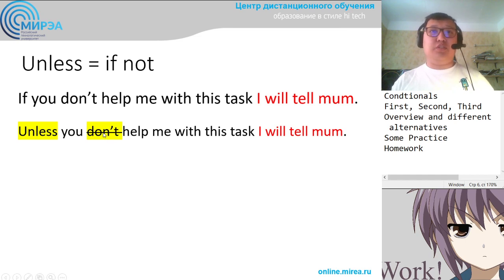So we don't need "don't", because there is no negative. The "unless" takes the negative part, the negative portion of the sentence, into itself. So as you can see, these two sentences are the same in terms of meaning. If you don't help me with this task, I will tell mom. I will tell mom unless you help me with this task.